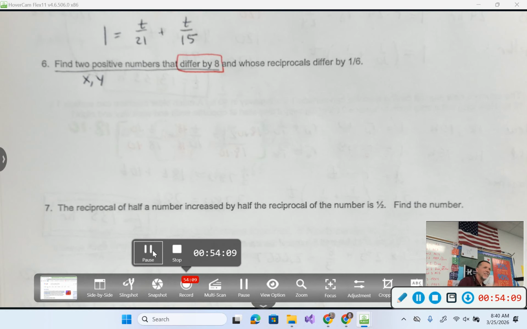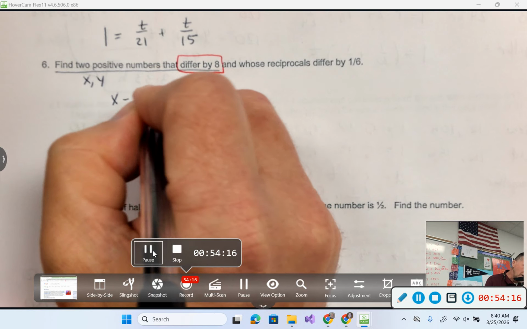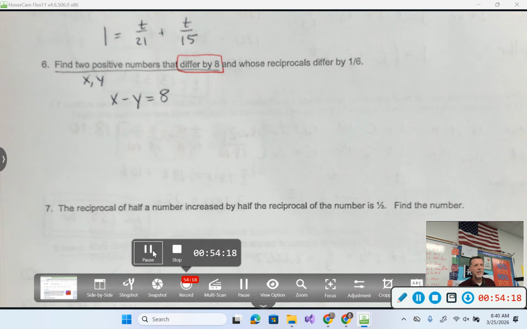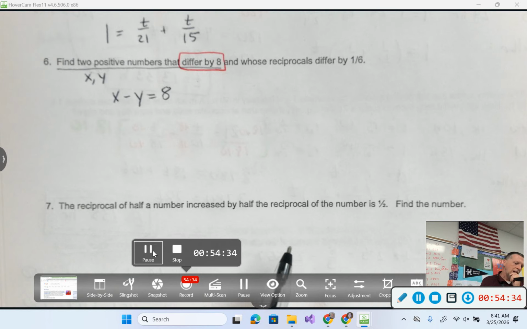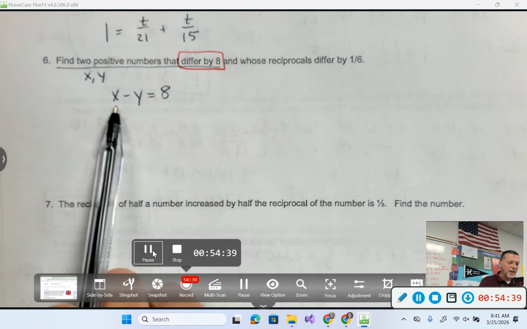X minus y equals 8. There's a couple ways to do it. I would say x minus y equals 8. But you could say x minus 8 equals y. That would work too. Yeah, either one of those would work. But when I hear differ by 8, my brain thinks, all right, one of them minus the other gets me to 8. That's a great point. If I write it this way, I'm assuming that x is the bigger one.